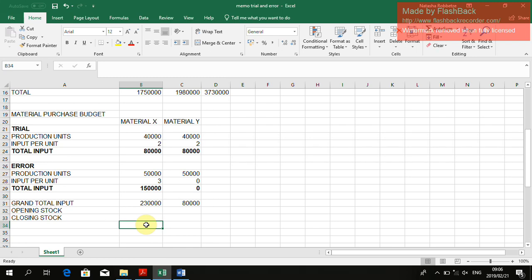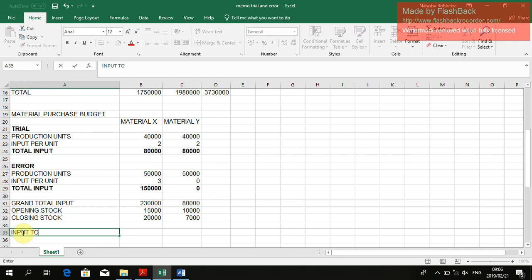So for opening stock of material X, I believe that they have told me that there is 15,000 kilograms. And for the closing stock of material X, I believe that there was 20,000 kilograms. If I move to material Y, they told me that the opening was 10,000 and the closing stock was 7,000. And now I can calculate my input to purchase.